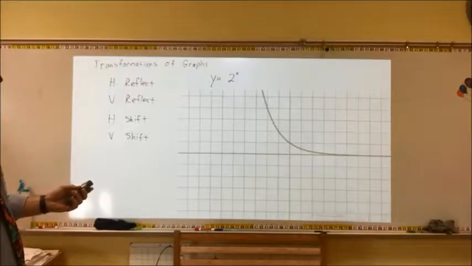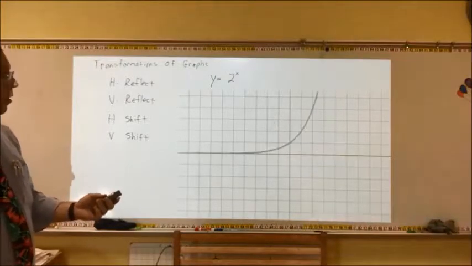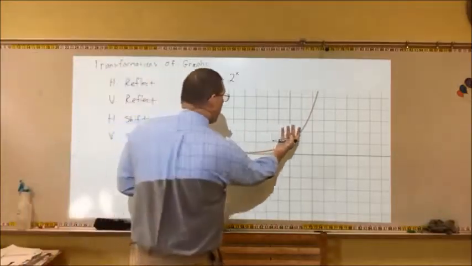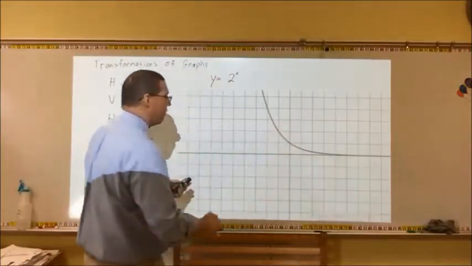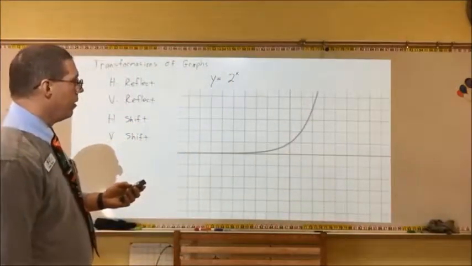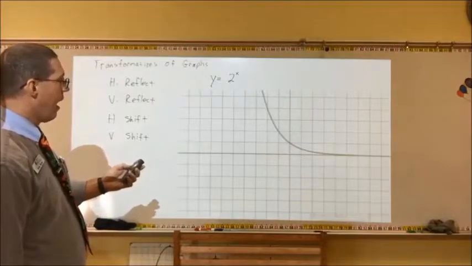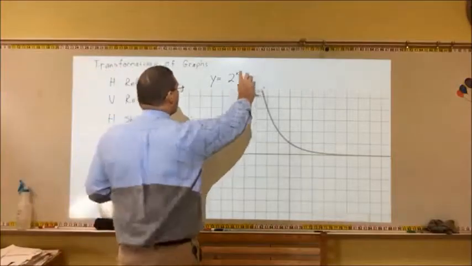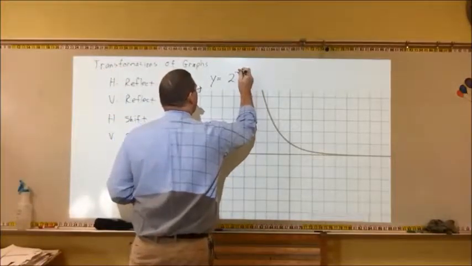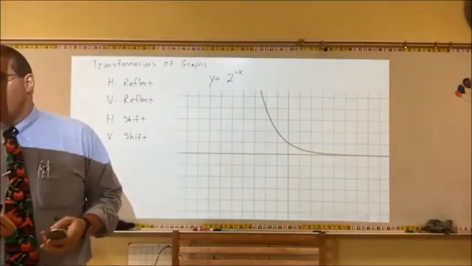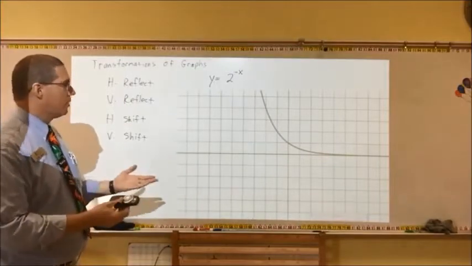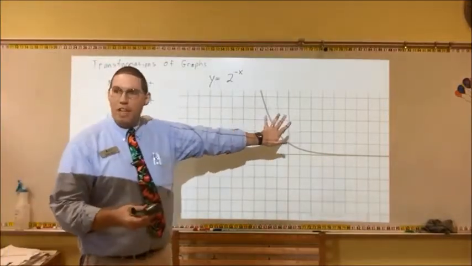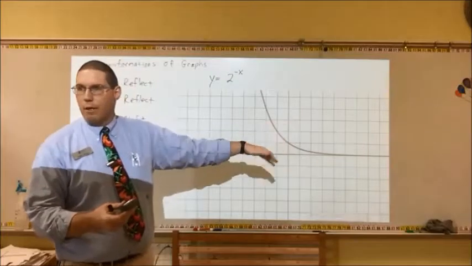Yeah, it reflects horizontally or vertically? Yeah, no, look, it's a horizontal reflection, right? Because it flipped sideways, right? So, in order to have a horizontal reflection, this is now simply the graph of 2 to the negative x power. The reason I say it's a horizontal reflection is because it flipped sideways.